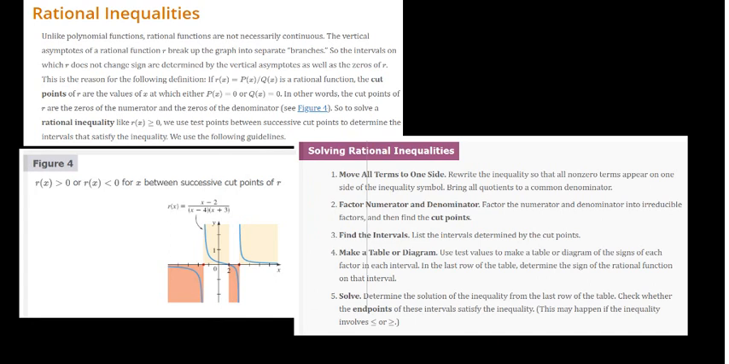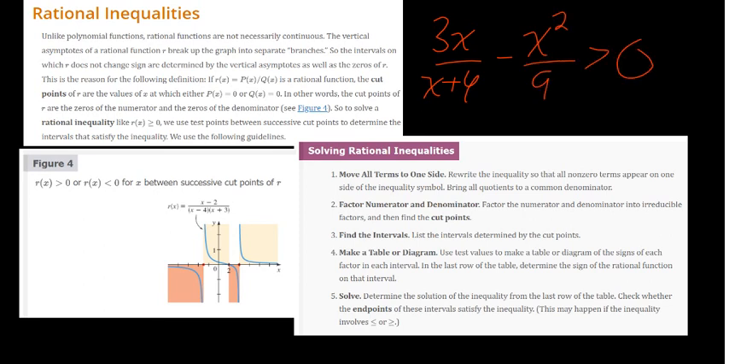So, same procedure here, although it doesn't necessarily say it for this one, but you must have simply one rational polynomial. Okay, what I mean by that is you cannot do a 3x over x plus 4 minus x squared over 9 is greater than 0. You have to have a singular rational polynomial. Okay, and of course we will have an example of this coming up.